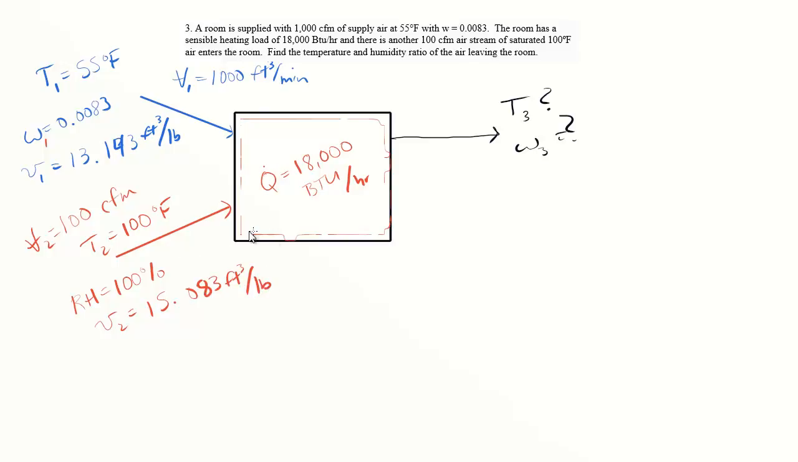And so in some problems, we often assume the density doesn't change, and density is the inverse of these values. But here we have some temperature at 55 and at 100, and so there is a fairly significant difference in the densities here, and so we're going to account for that.